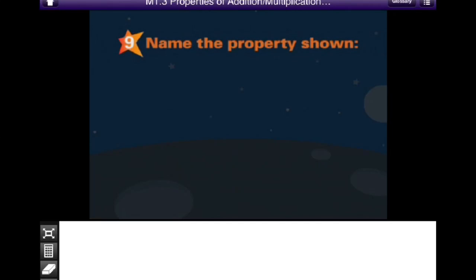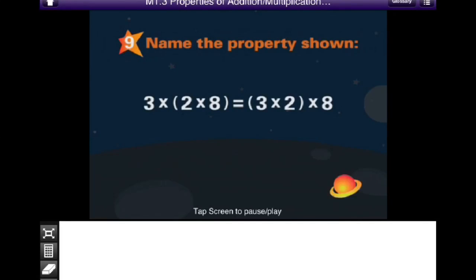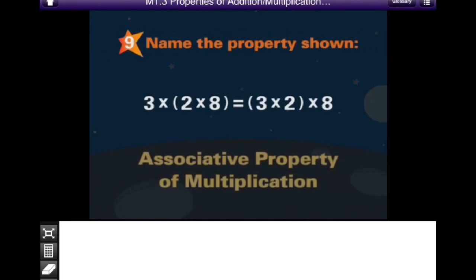In problem 9 of your lesson notes, name the property shown. Okay, go ahead and write this example down. 3 times the quantity 2 times 8 equals the quantity 3 times 2 times 8. Come back when you think you know the answer. Press pause now. Hopefully you have said, the products are equal even though the factors are grouped differently. That's the associative property of multiplication. Very good.